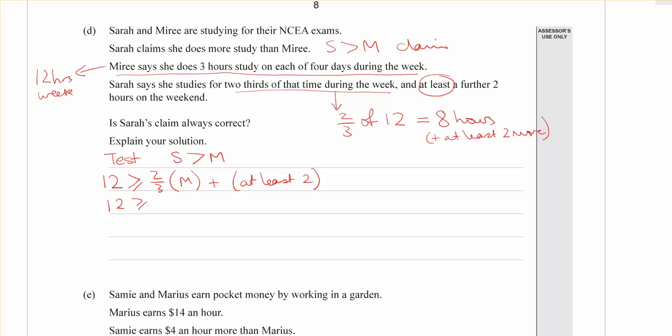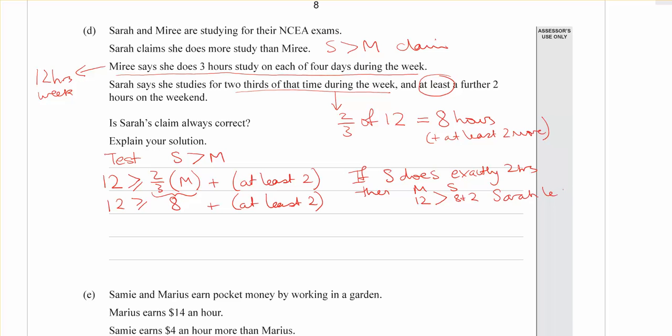So as we've said, this was 8. Two-thirds of 12 is 8, plus at least 2. So you can see that if Sarah does exactly 2 hours, then Marie does 12, Sarah would do 8 plus 2 is 10, and Sarah would be less, because 10 is less than 12, so Sarah would do less.